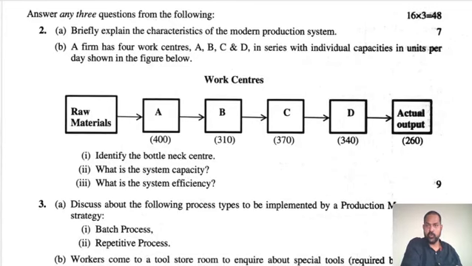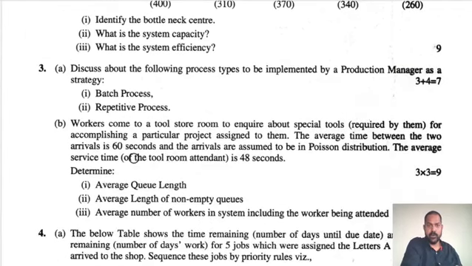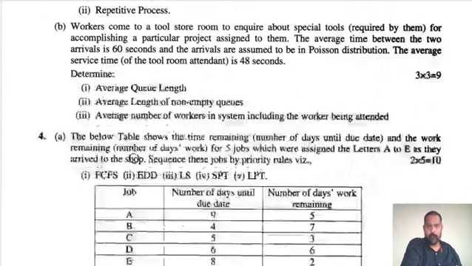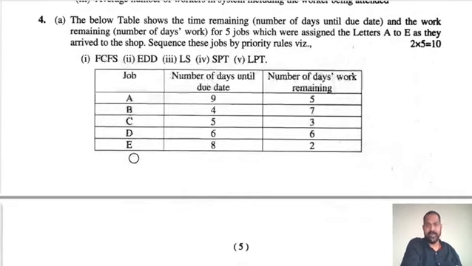2A, let me also do one thing. Let me mark the questions that are done. 2B was done. 3A, no. 3B, no. 4A, yes. Look at this. Look at the question. They've asked it to you for 10 marks.